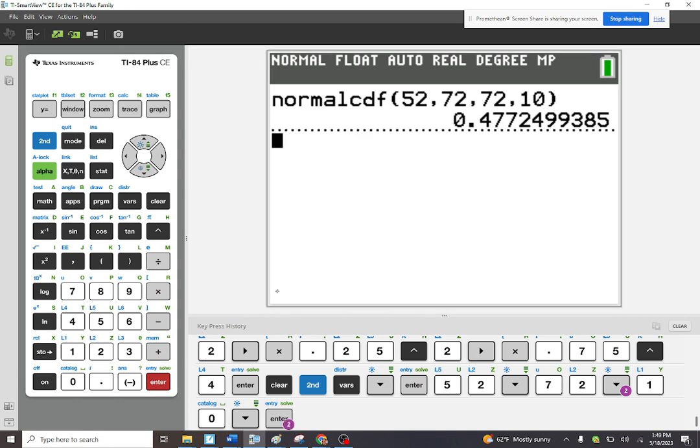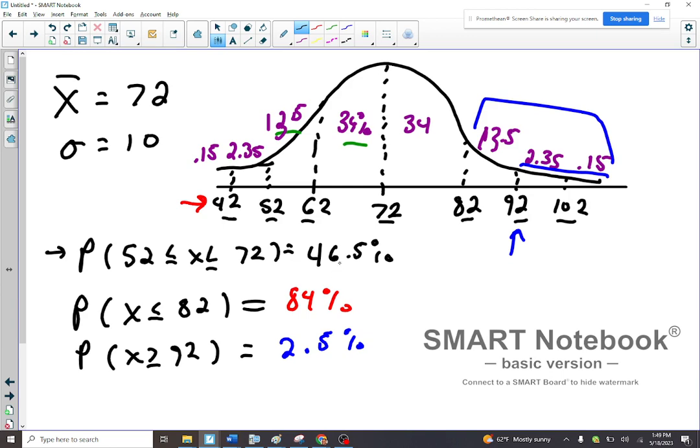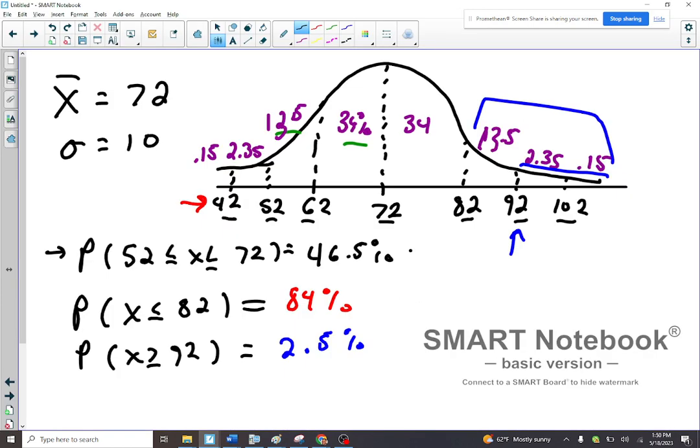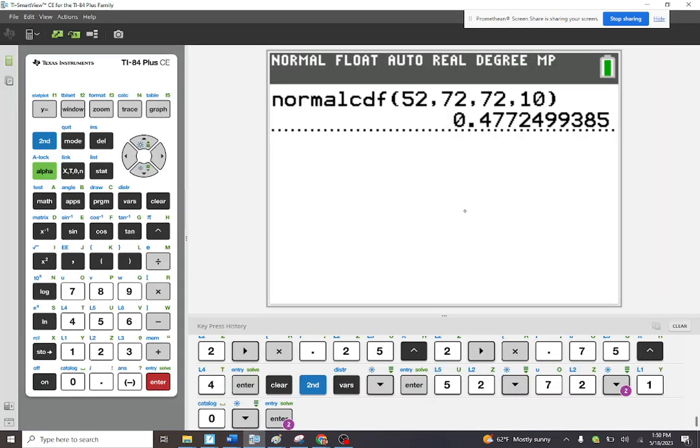Either way, you press enter, 47.7%, which is close to ours. It's giving us an exact number, that's why it's a little different. But it's close to what we got, so 47.7%. So you could just do the calculator for every single thing. That's what I've been saying the whole time. You have to fill in the curve, but you don't have to show work afterwards.